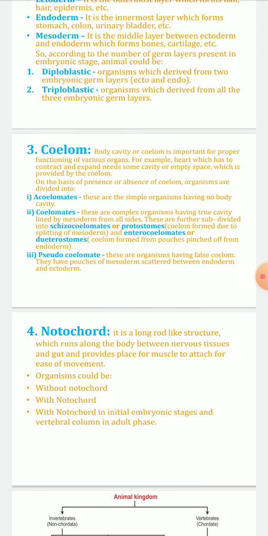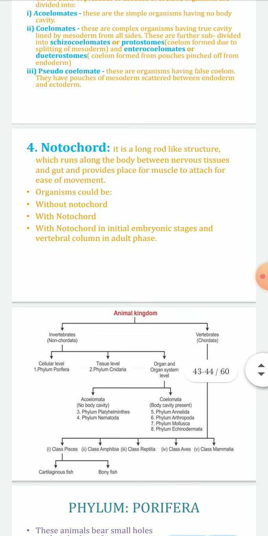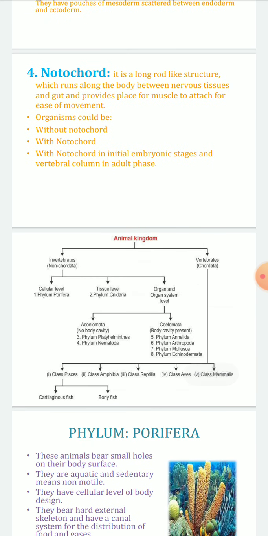Notochord is a long rod-like structure which runs along the body between nervous tissues and gut and provides a place for muscles to attach for ease of movement. Organisms could be without notochord, with notochord in initial embryonic stages and vertebral column in the adult phase. So this is the structure of the animal kingdom.